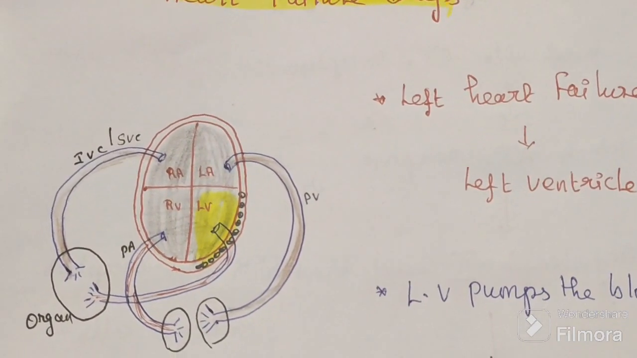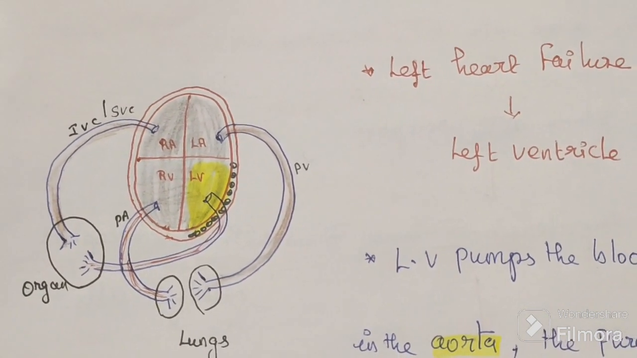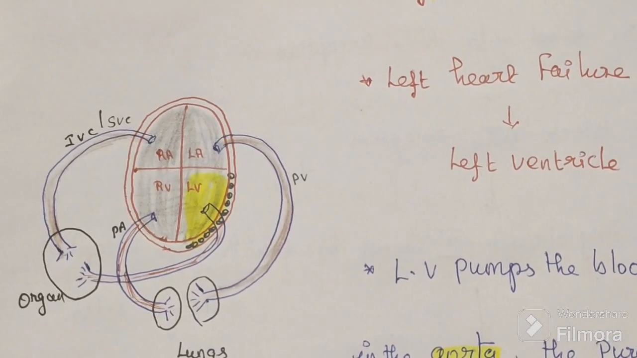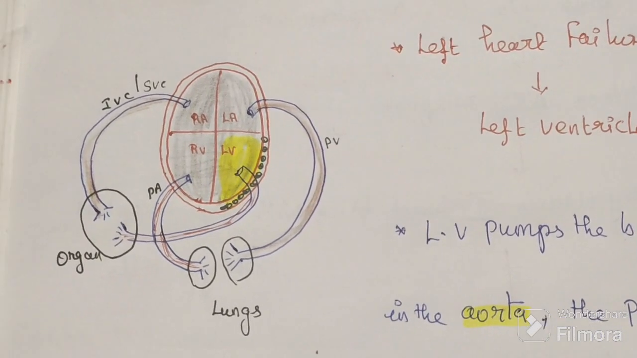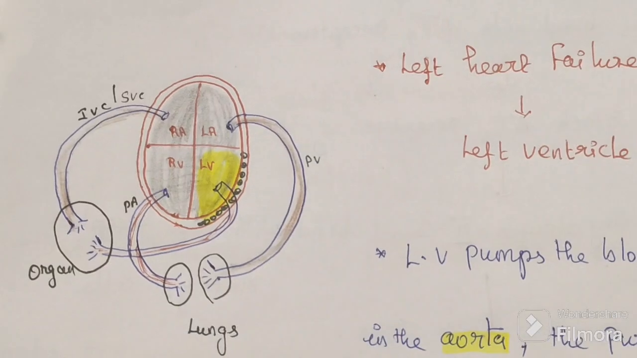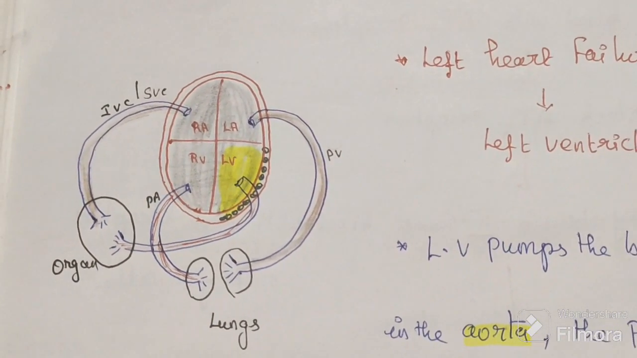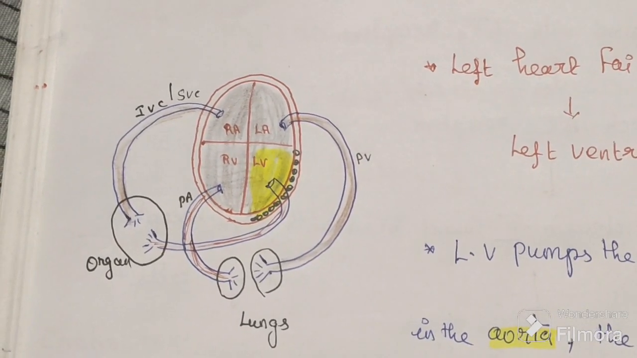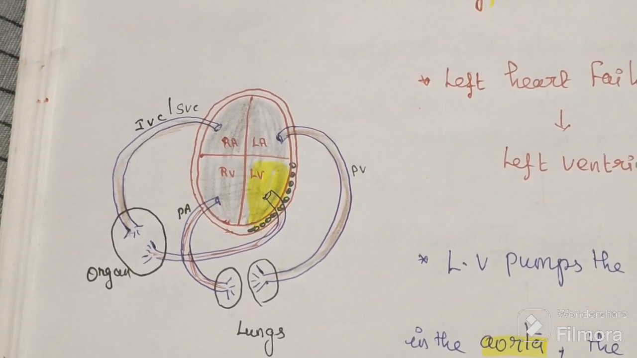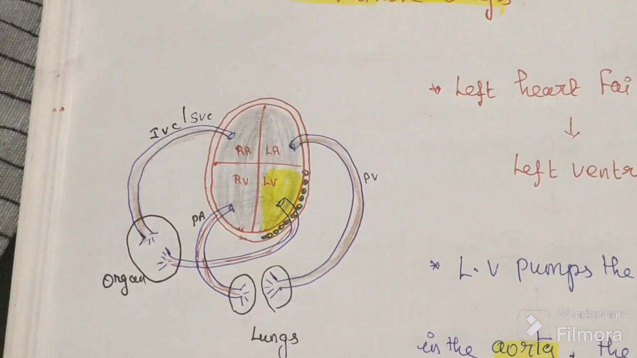So what is the summary? In left heart failure, the left ventricle is not pumping. Now imagine a person whose left ventricle is not pumping, so blood is not coming into the aorta. All the organs are receiving less blood or no blood. Because the left ventricle is not pumping, it is an emergency, so sympathetic stimulation will take place.